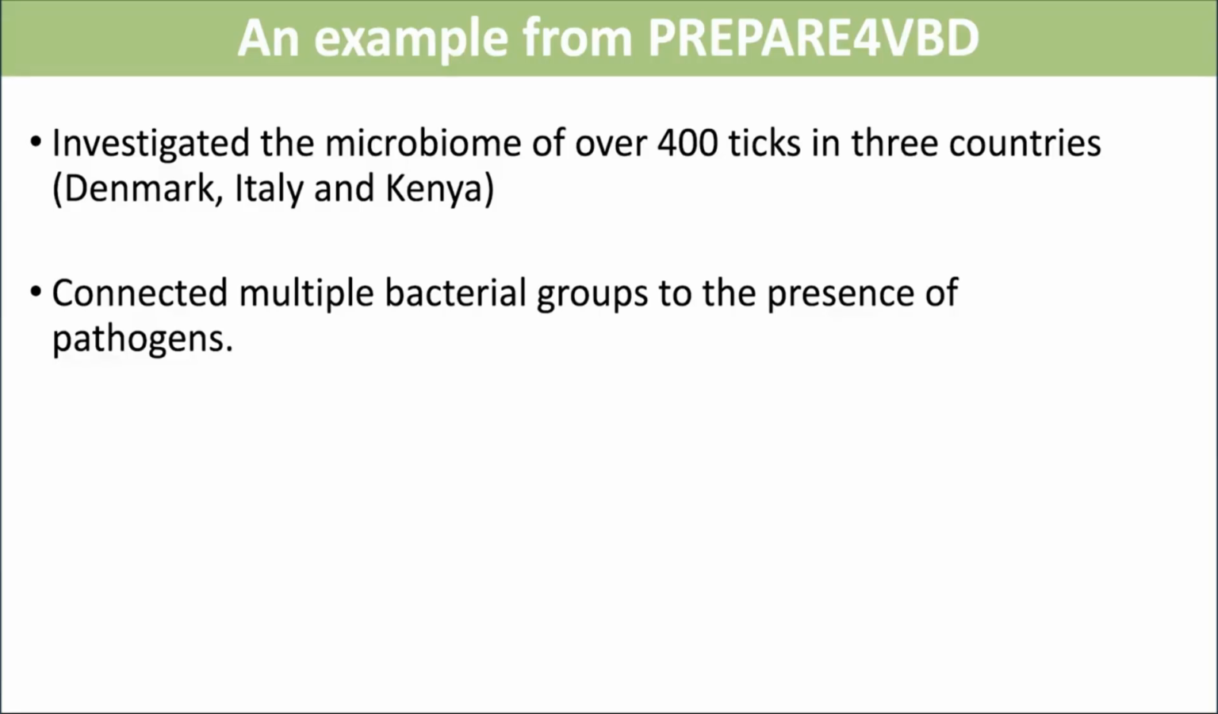For example, in our research within Prepare for VBD, we investigated the microbiome of over 400 ticks spanning 3 countries. In addition, we used specific tests to see which of these ticks were carrying pathogens with implications to human and animal health. By connecting this data, we were able to identify specific bacterial groups within the microbiome that were present at higher concentrations when one or more of the pathogens was also present. This could indicate that ticks need these bacteria to be able to take up and transmit the pathogens we detected, and that they could be a key aspect of vector capacity.